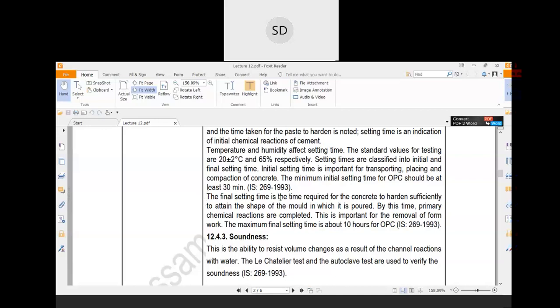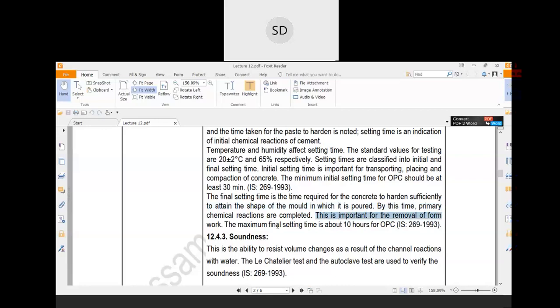So basically, the final setting time is the time required for the concrete to harden sufficiently to attain the shape of the mold in which it is poured. So by this time, primary chemical reactions are completed. All the chemical reaction, that is the hydration process, has already been completed. Now this is important for the removal of formwork.